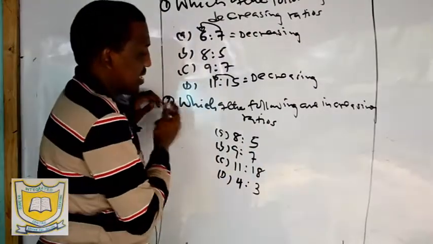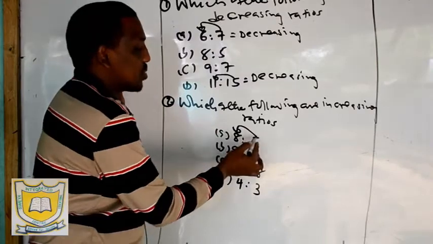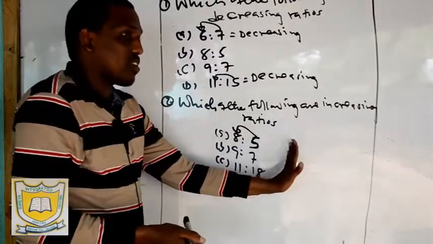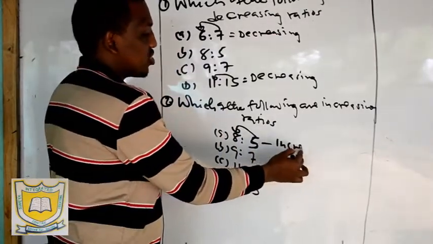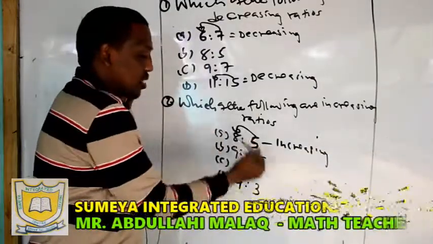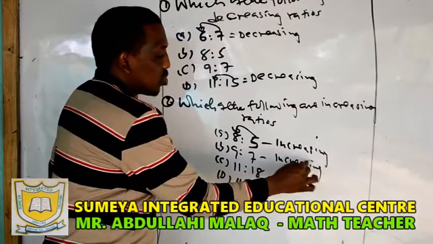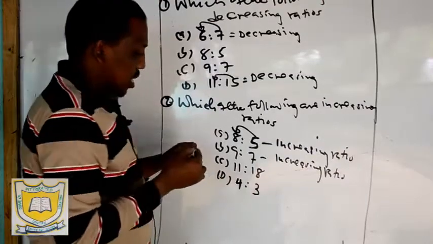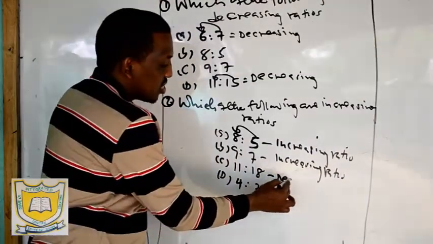5 to 8: it was 5, it became 8. So it has increased, we read it from the other side. It was 5, it became 8. So this one is called an increasing ratio. 9 to 7, 7 to 9, it has increased. It's called an increasing ratio. 18 to 11: this one has decreased, so it is called a decreasing ratio.